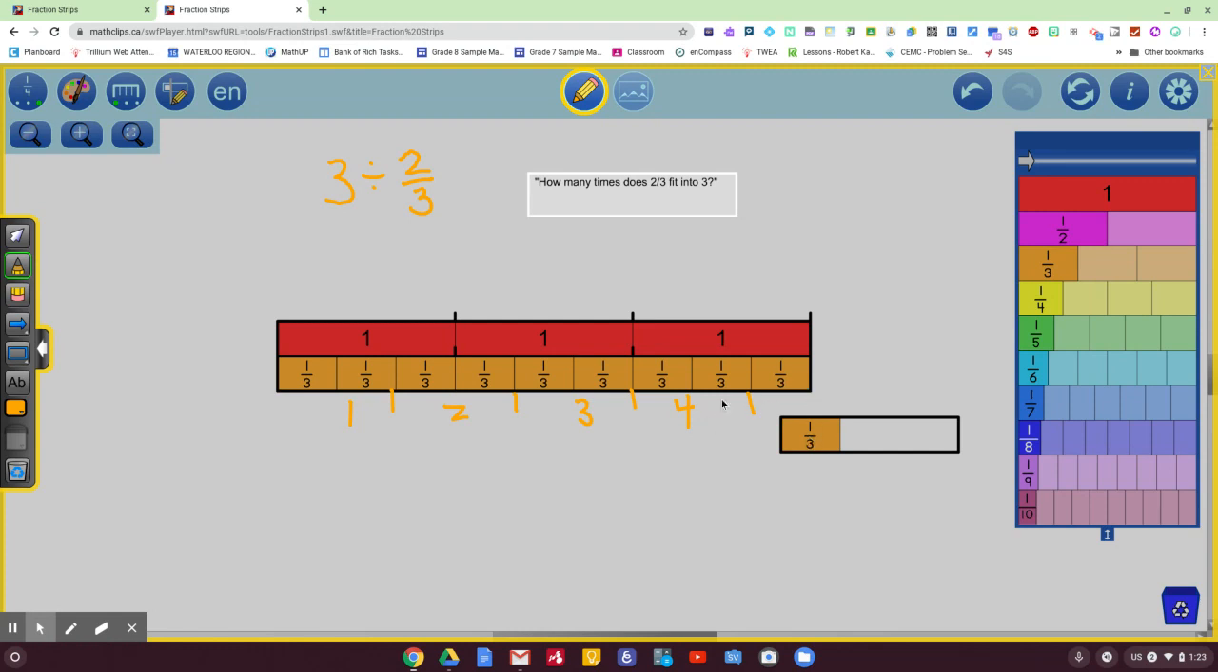So my answer here is not 4 and 1/3, because we're thinking about our answer in how many times. It's 4 whole times and then a half. So my answer to this one is actually 4 and 1/2.